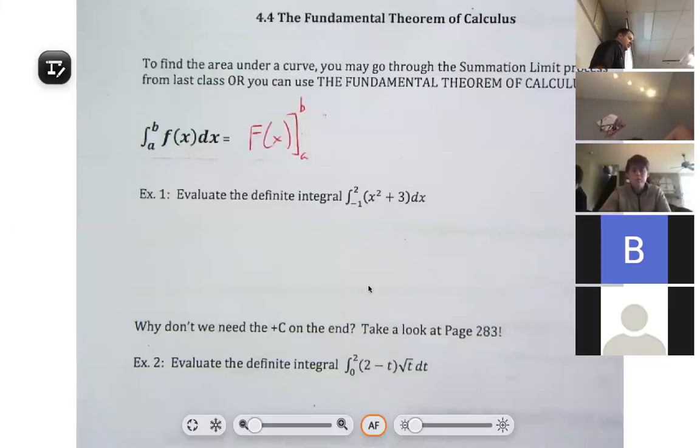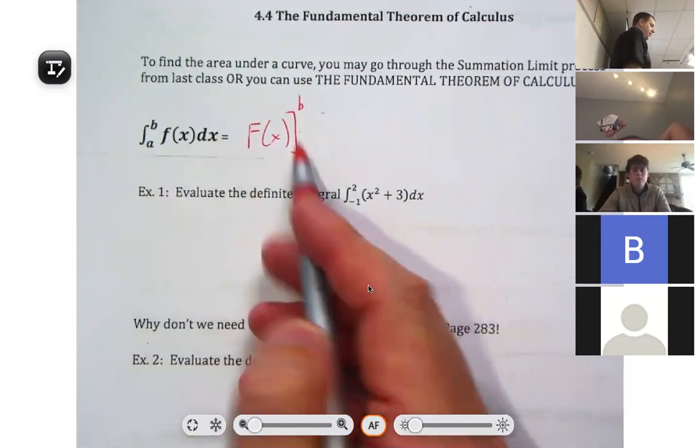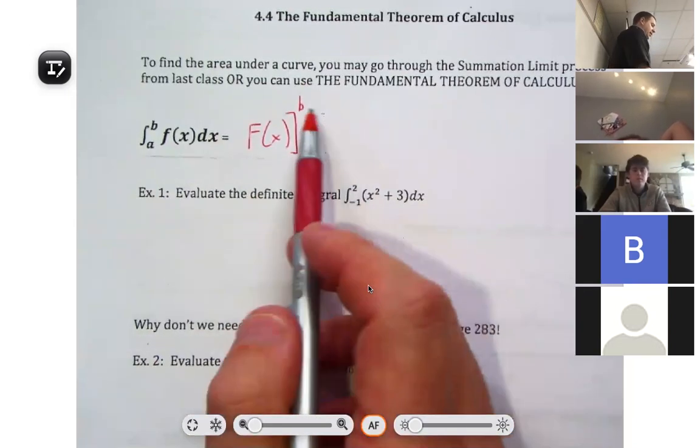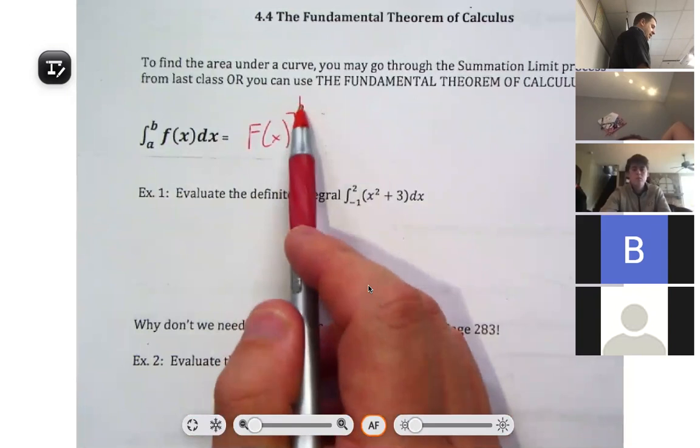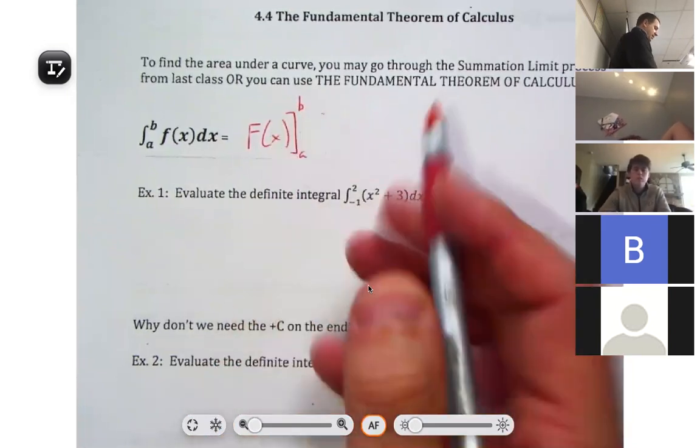So we put a little bracket. So we find the antiderivative, and then we put a bracket. And then here's our next step. We're going to take this upper limit, whatever it is, and we're going to plug it in for all the x's, for x.